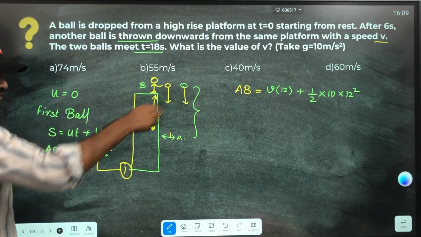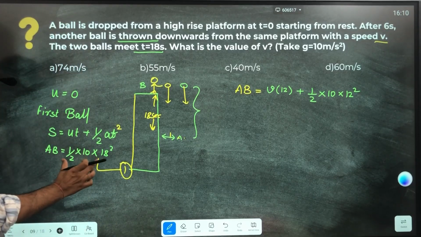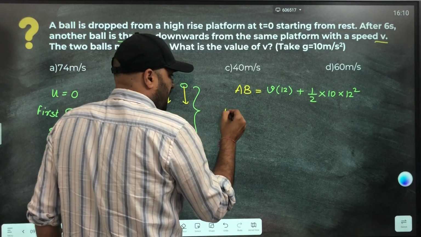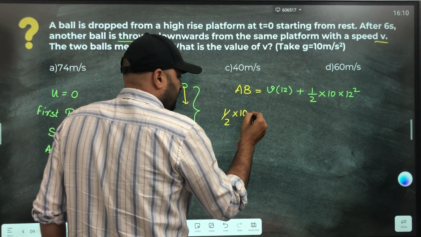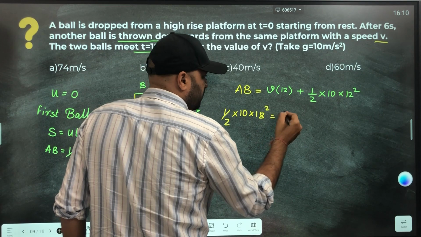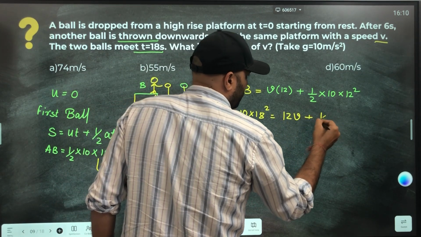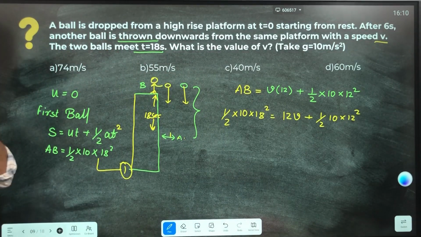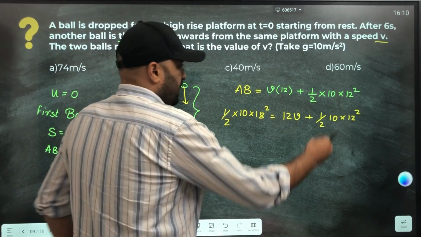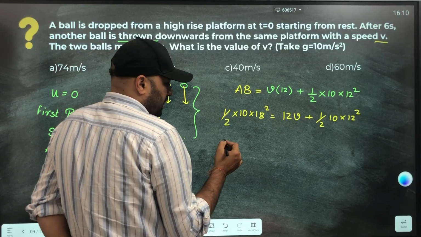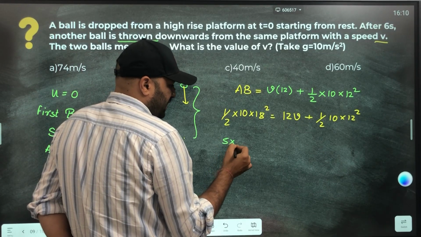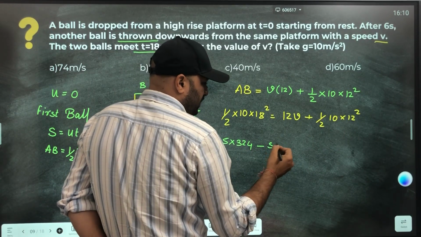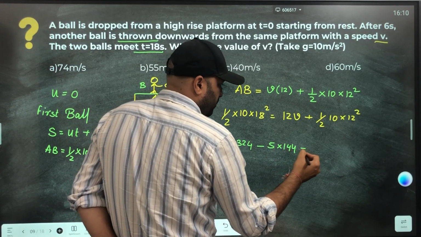Now let's equate both equation 1 and equation 2, because this is also AB and that is also AB. So I am writing here half into 10 into 18 square will be equal to 12v plus half into 10 into 12 square. Let's solve this and find the value of the unknown, which is v. I'm taking this whole thing on the left hand side. So let's make it 5 into 18 square, which is 324, minus 5 into 12 square, which is 144, equals 12v.